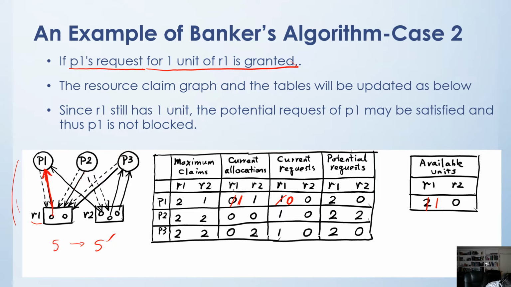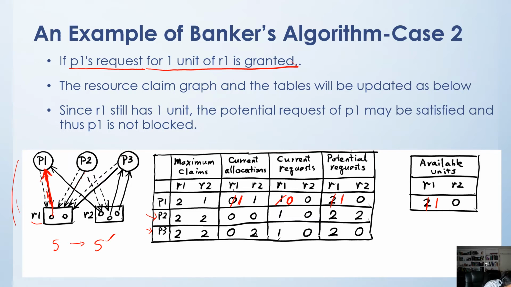Also, for the potential request for P1, the maximum claim is 2. Now 1 is granted, so the potential is going to be dropped to 1. That's a change. There's no change for P2 and P3, right? Nothing changed, only this one. Now let's see. Once we grant P1's request, what happens? Can we continue? Let's see.